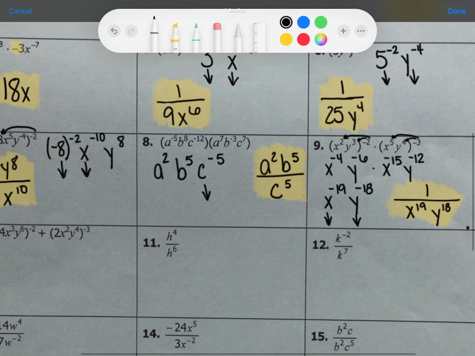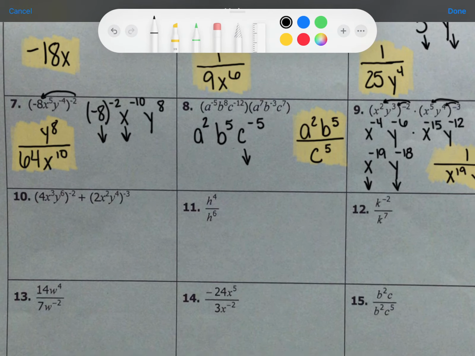Number 10. Now we're getting into some distributing and then some addition. Remember, in order to add, the variable and exponents must match. And you do not add exponents when you're adding. The only time you add exponents is if you're multiplying. It's just the rule. The product rule says to add exponents, combine like terms. You do not mess with the exponents.